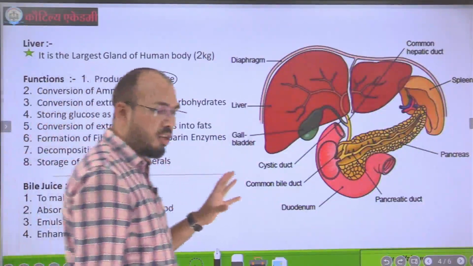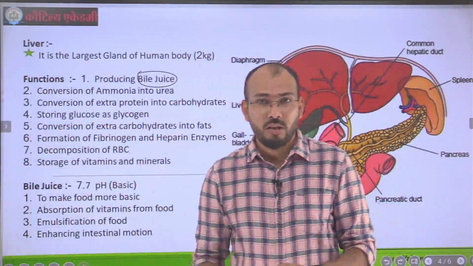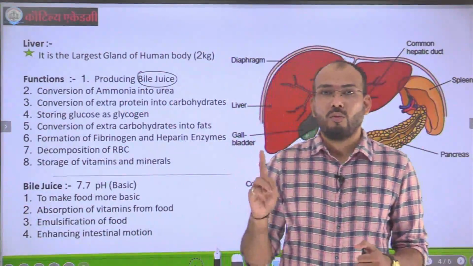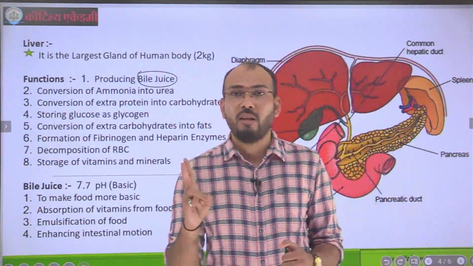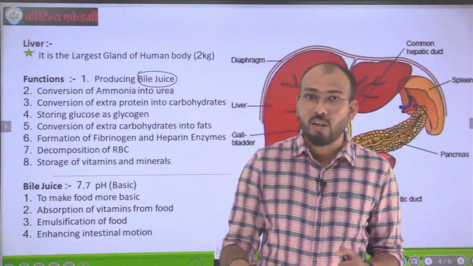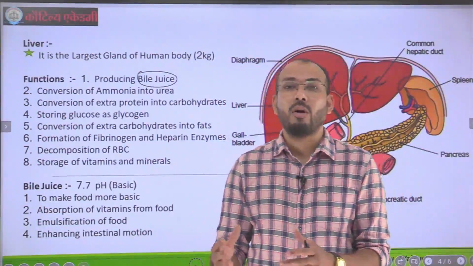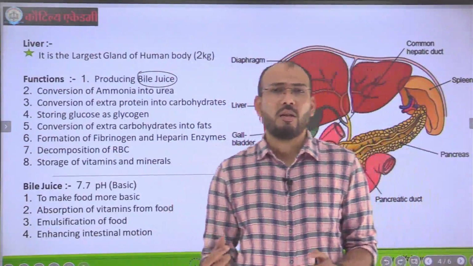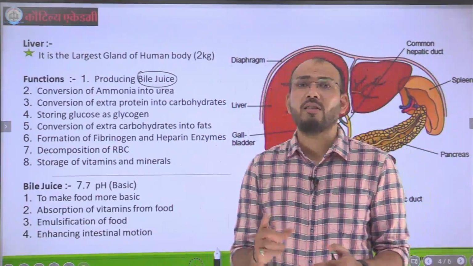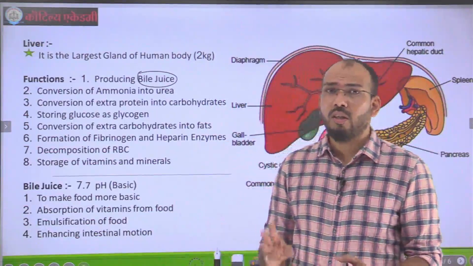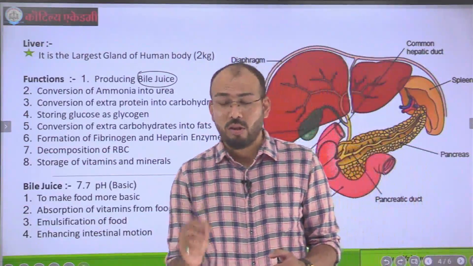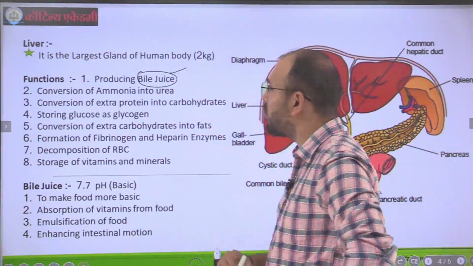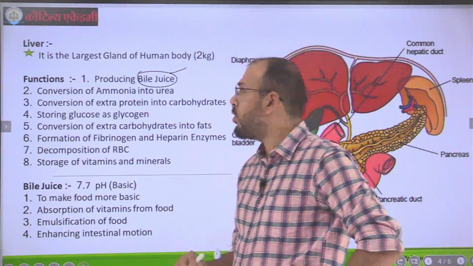What does bile juice do? We have studied the digestive system, and bile juice is responsible for three main things. First, the emulsification of fat. Second, changing the medium from acidic to basic, since the acid is produced by HCl secreted into the stomach. And third, the most important, killing the bacteria and harmful organisms in food. These three main reasons make bile juice very necessary for the digestion of food.